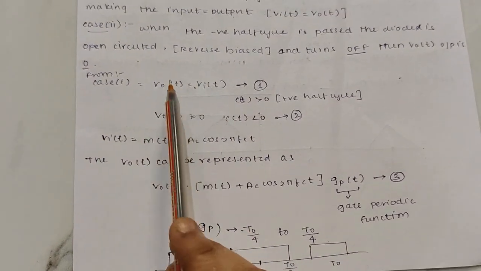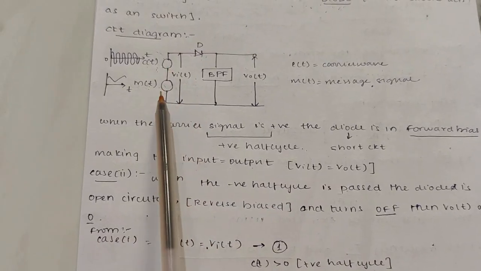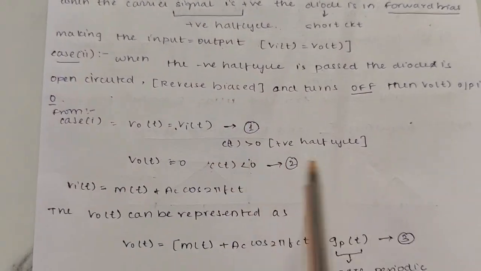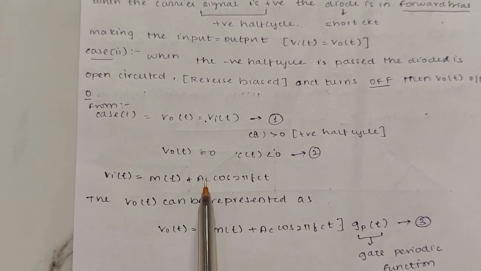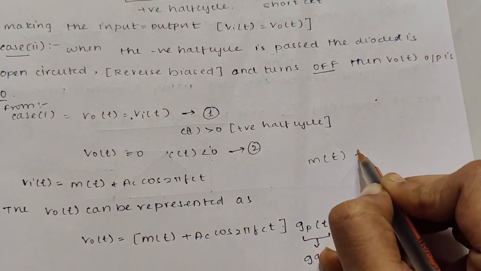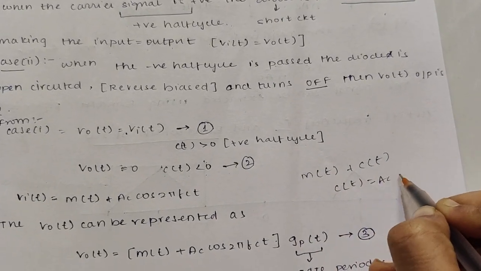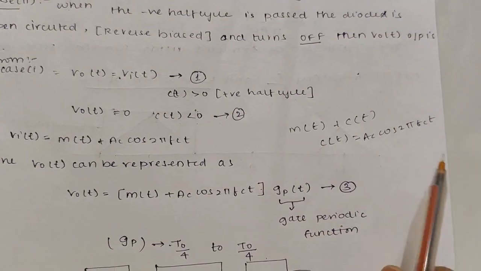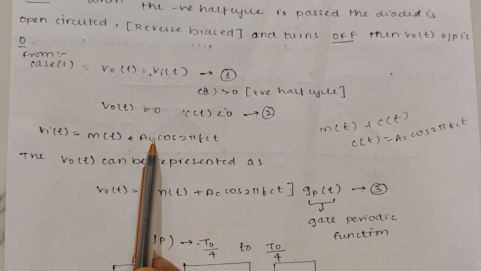Now, as I told you, Vi of t has C of t plus M of t. C of t is the carrier wave, M of t is the message signal. So Vi of t becomes M of t plus C of t, where C of t equals Ac cos 2 pi fc t. So I'm substituting C of t here.